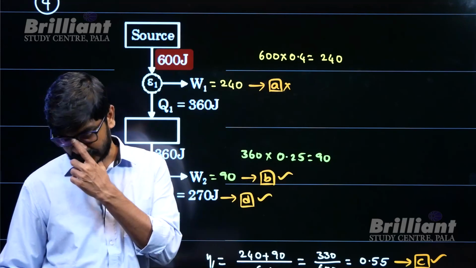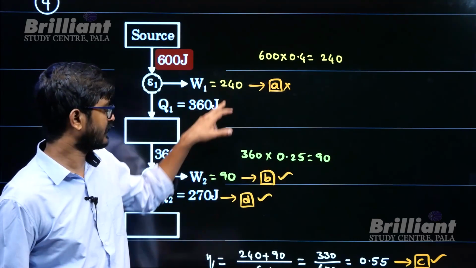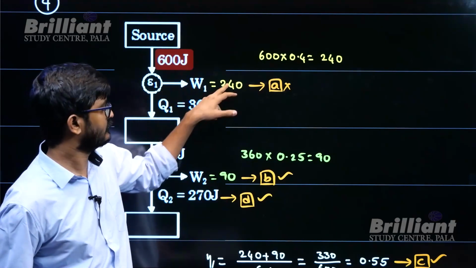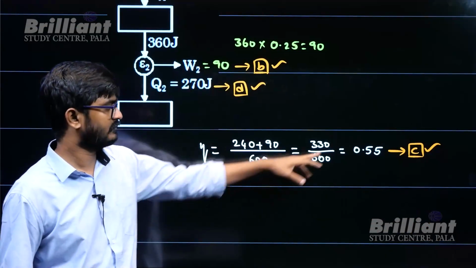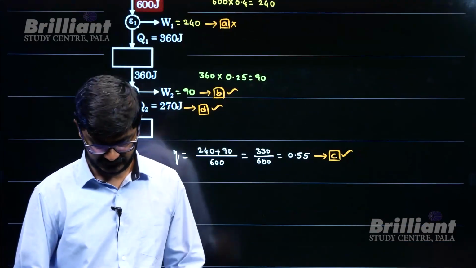Now the efficiency of the complete system. Efficiency of the complete system is total work done divided by total heat taken. So (240 plus 90) by 600, which will give option C as the right answer.